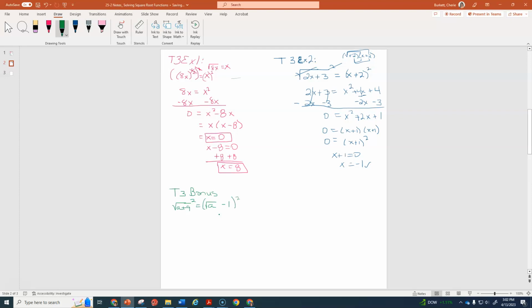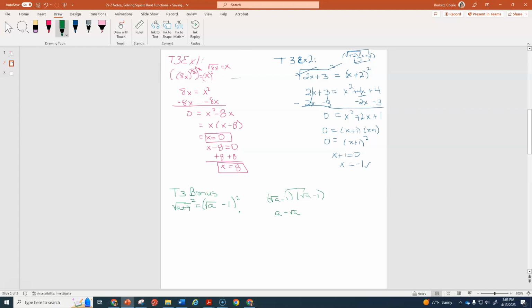Now that means that we've got to multiply this binomial, the square root of a minus 1, times itself: the square root of a minus 1 times the square root of a minus 1. So you have to do FOIL or double distribution or whatever. The square root of a times the square root of a just becomes a, because it becomes the square root of a squared, and then they cancel out. The square root of a times -1 is negative square root of a.